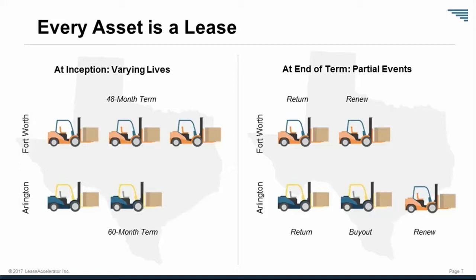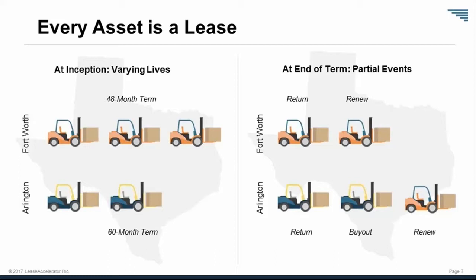In this example, there are 5 forklifts on one lease, and those forklifts are distributed over 2 locations, Fort Worth and Arlington, Texas. Because of the holding pattern, maybe the environmental conditions, the usage pattern at Fort Worth, they know they have reasonable economic certainty that they're going to renew at the end of the initial term, which is 48 months. Most equipment leases typically come with a 1 year or 2 year or some other renewal term.